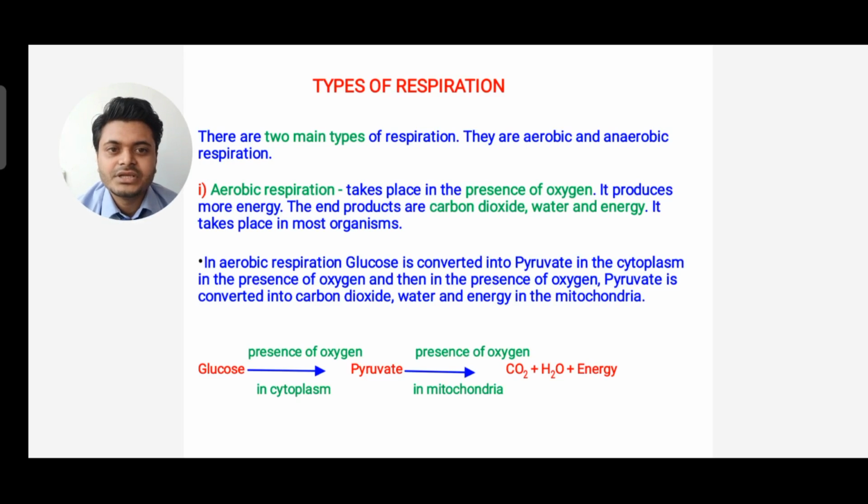So again I repeat, glucose in presence of oxygen in the cytoplasm is converted into pyruvate. And the pyruvate, again in presence of oxygen, in the mitochondria gives carbon dioxide, water, and energy. So this is a very important reaction. You have to memorize it, you have to practice it. This is for aerobic respiration.